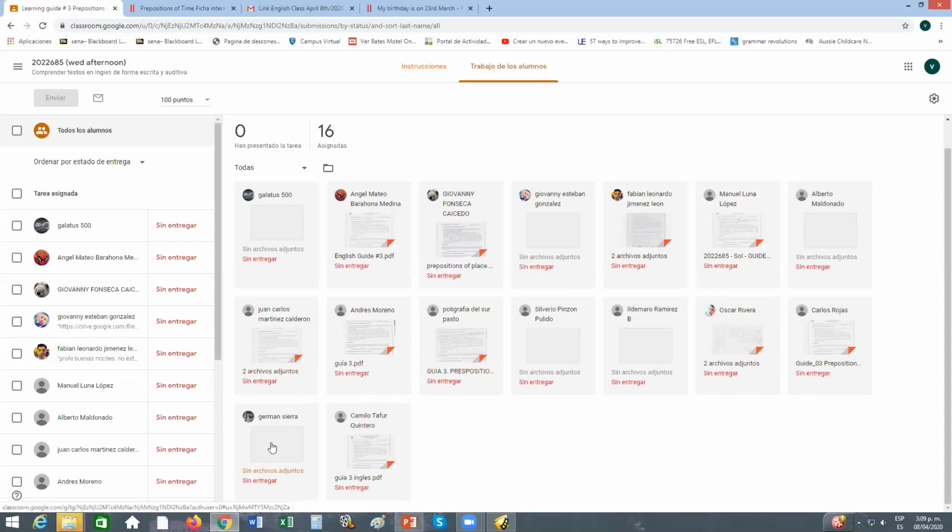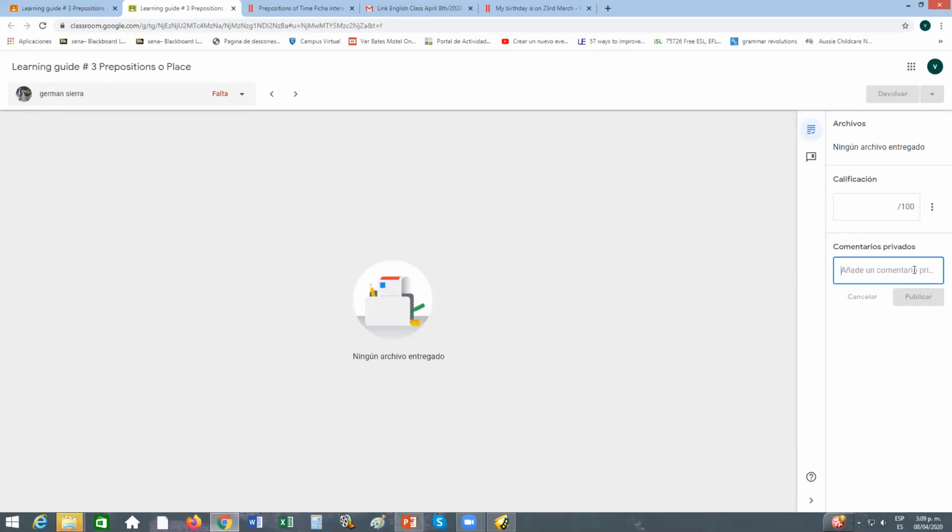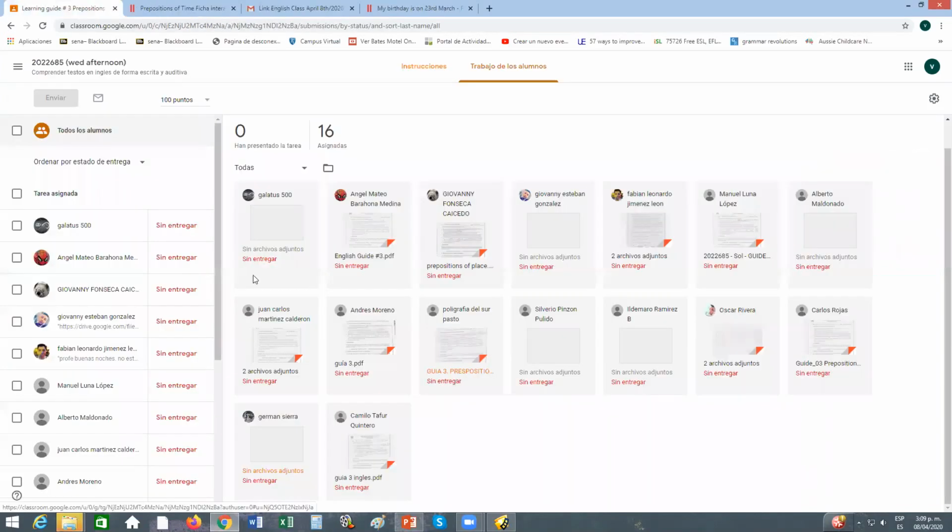Los que me aparecen sin archivos adjuntos, por ejemplo el caso de Germán, no sé si le puedan hablar o le puedan comunicar, no me aparece. Hasta el momento no me aparece ni archivo ni link de Google Drive, o sea, no ha entregado por este lado, no sé si en el tablón ha puesto algo. Entonces, necesito porfa que se pongan juiciosos.